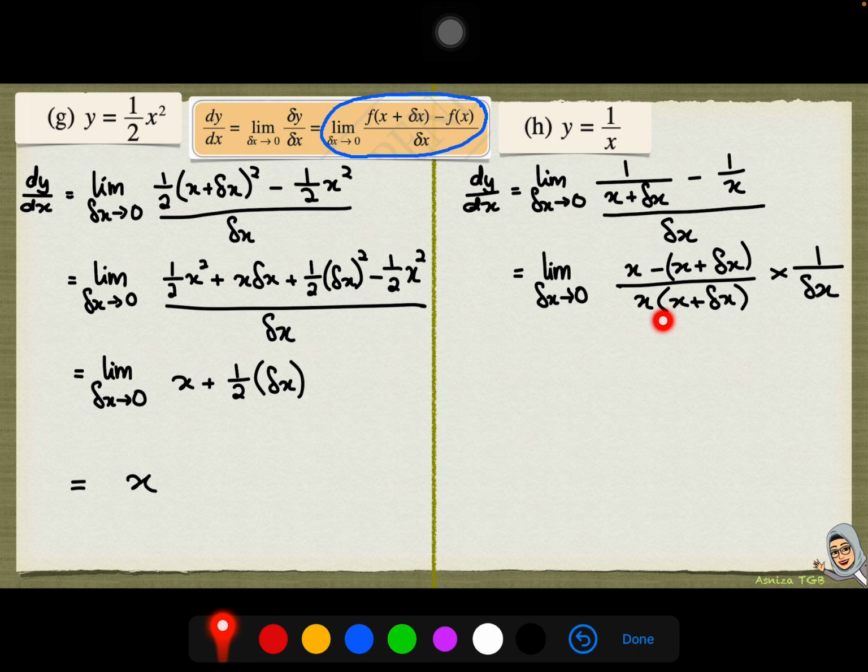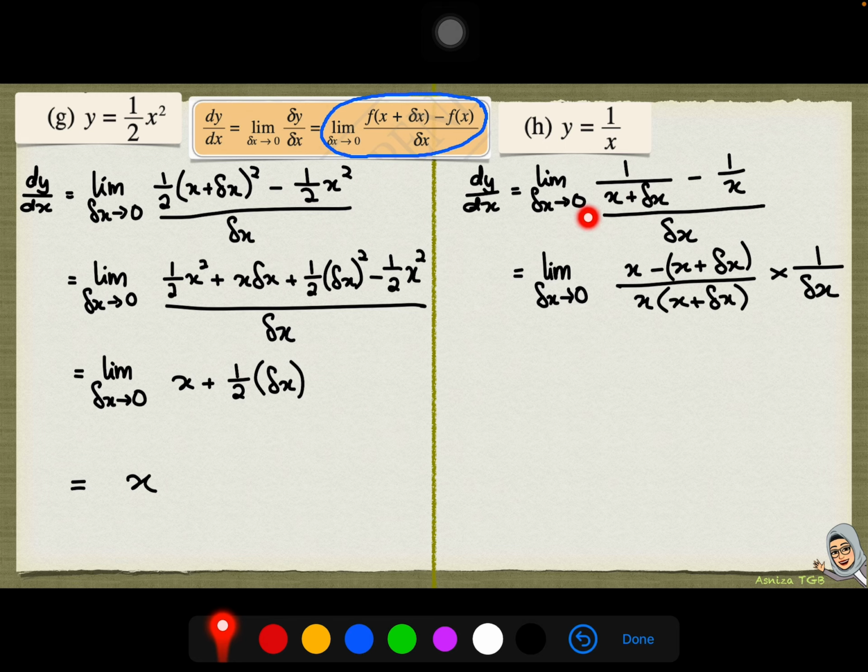So we will have x minus, in brackets, (x plus delta x), over the denominator, which becomes x times (x plus delta x). Because we have to make sure the denominators are the same, then only can you subtract the fractions.